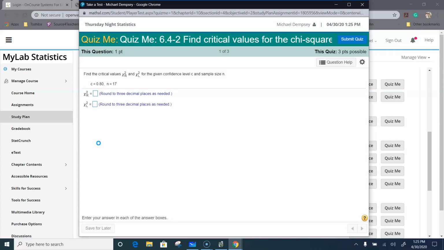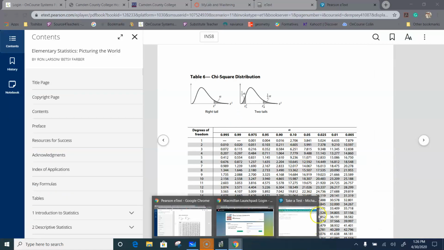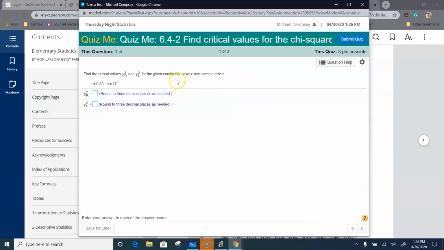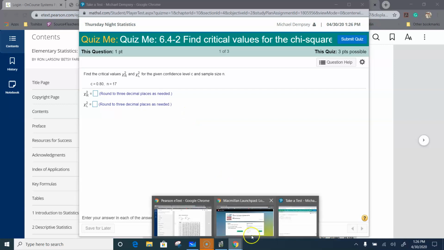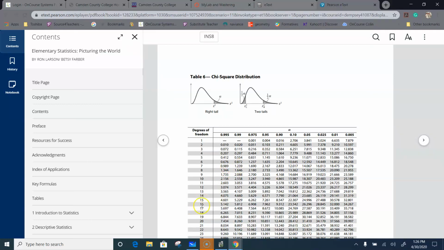Okay. So find the critical chi-squared right, chi-squared left for the given confidence level. So I'm going to need my e-text open here. So I grab the chi-squared table from my e-text, and we go and we look. Our sample size is 17, so we're going to have 16 degrees of freedom, and we want 80% confidence. So 16 degrees of freedom is down here.